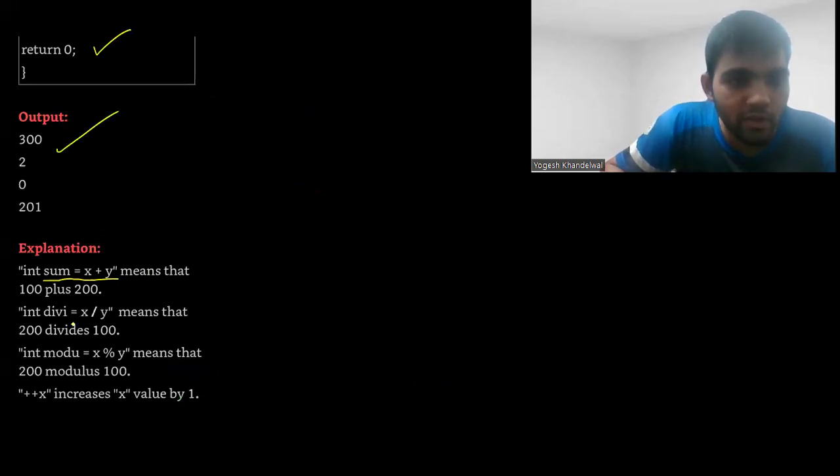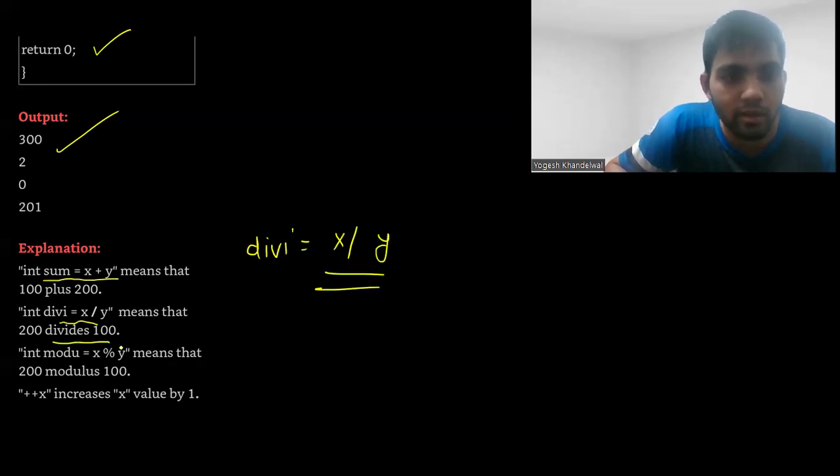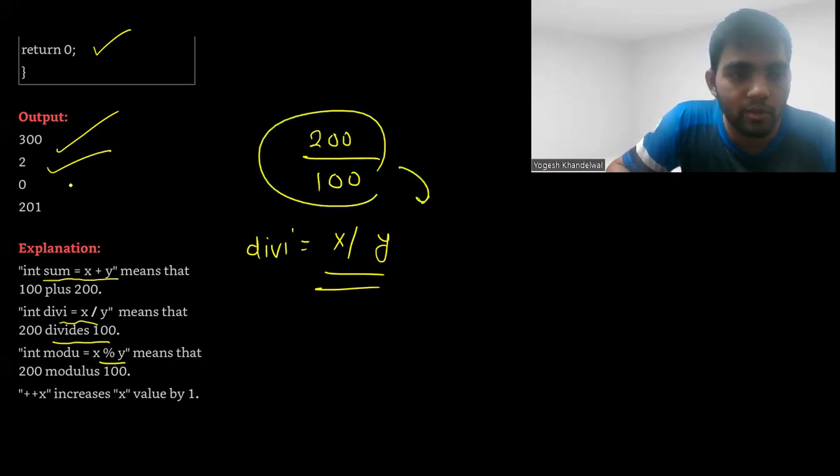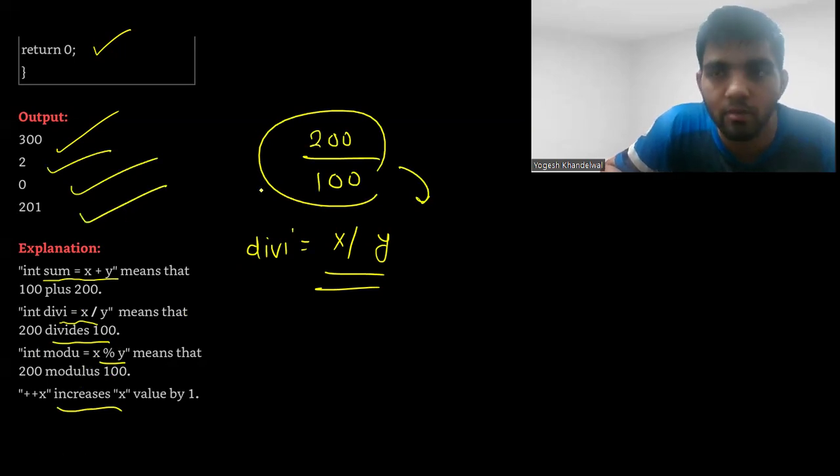Then next we do dv is equal to x, this slash y. So this means 200 divided by 100. So what is the result? It is 2. Then we are doing this modulo. So this will give the result when we divide 200 by 100. Then what is the remainder? So the remainder is 0. Then we are increasing x by 1. So 200 will become 201. So in this way, this arithmetic operator works.